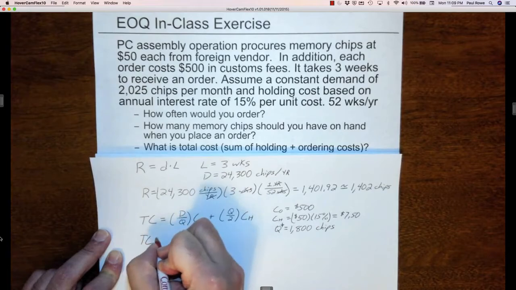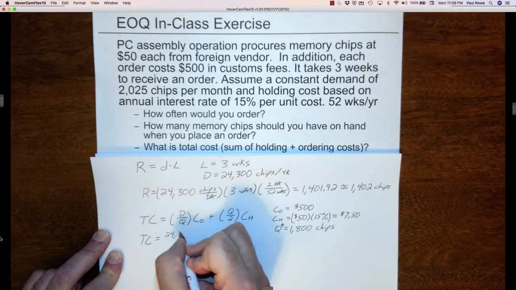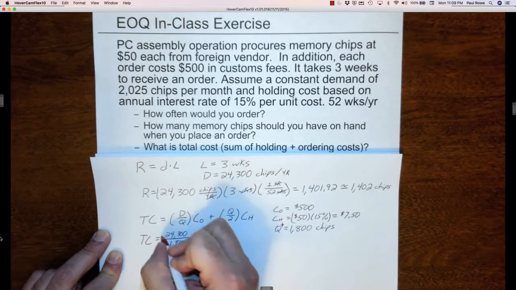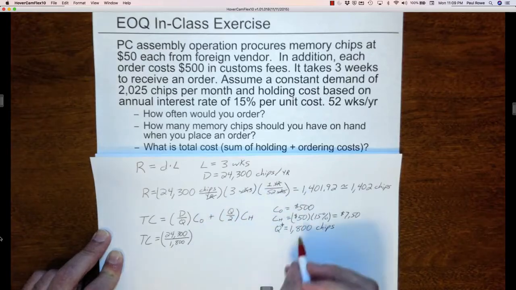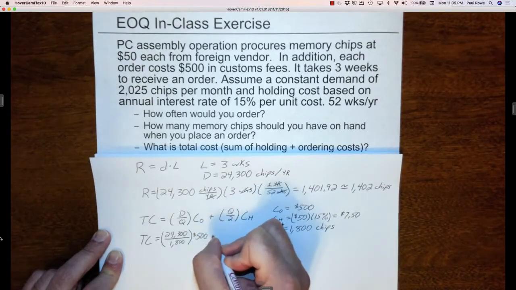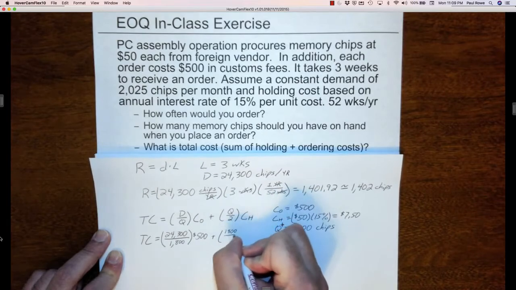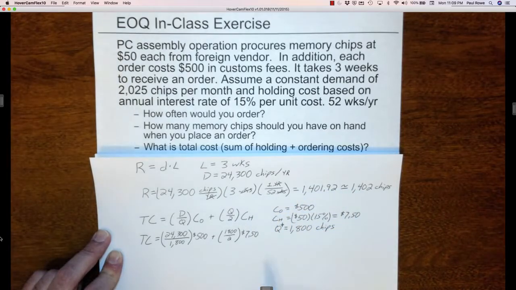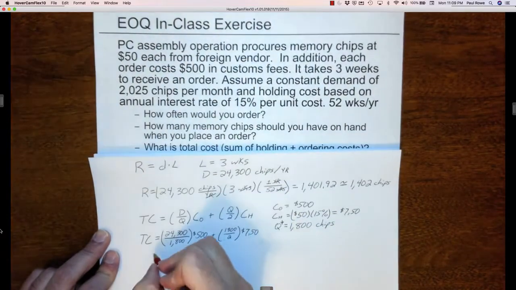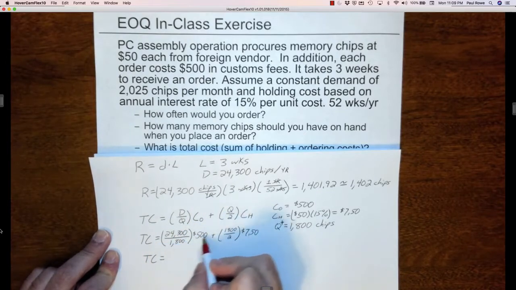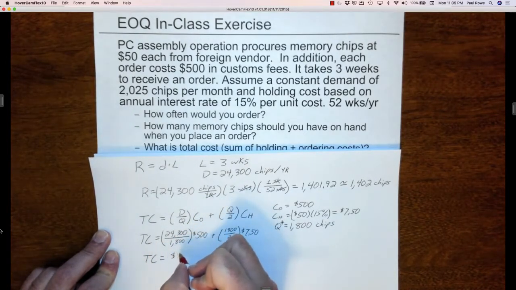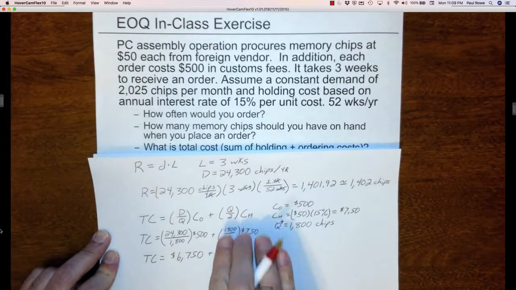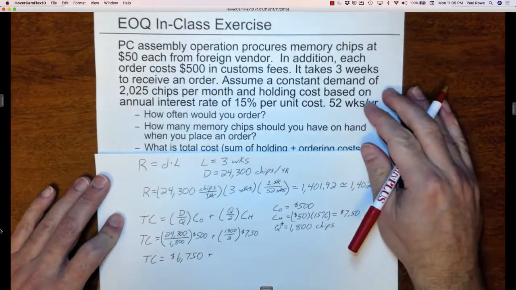So then our total cost is going to be 24,300 chips per year divided by the 1,800. That will give us the total number of orders per year, times our ordering cost of 500, plus 1,800 over 2, our average inventory level, times our holding cost per unit per year. So when I calculate this, I get 6,750. Then I go to calculate the other part, but before I do, what should we know that it should equal?